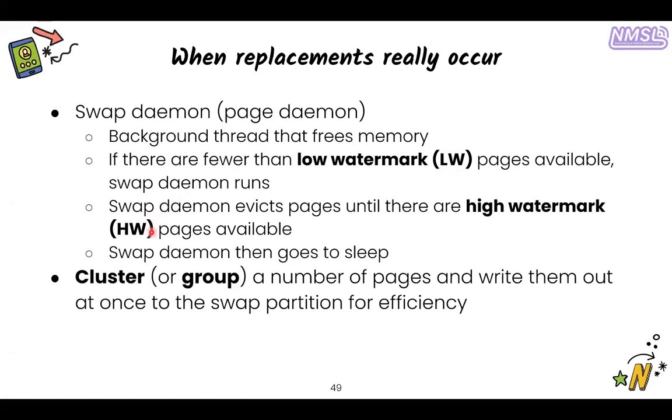So basically you have a window. If you hit the low, you replace until you hit high, then you stop and go back to sleep. So basically you cluster or group a number of pages and write them out at once to the swap partition, which is obviously much more efficient to do.